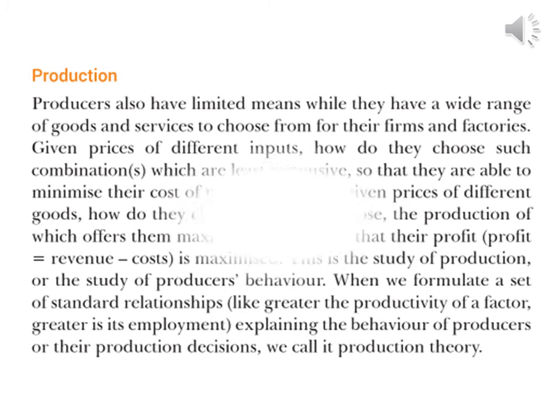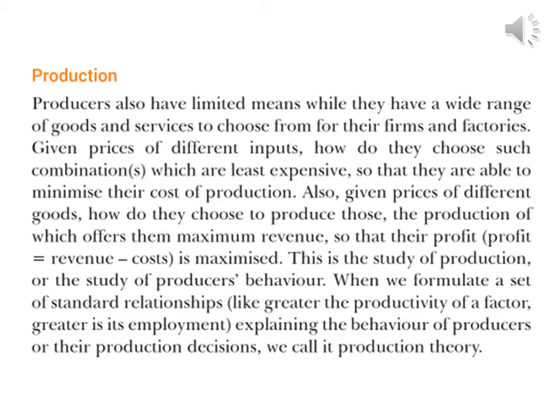Now second is production. Producers also have limited means while they have a wide range of goods and services to choose from in their firms and factories. So producers के पास भी limited means होते हैं but उनके पास range बहुत ज़्यादा होती है, उनके पास choices बहुत ज़्यादा होती हैं अपनी firm या factory में से select करने की. Given prices of different inputs, how do they choose such combinations that are least expensive so that they are able to minimize their cost of production?